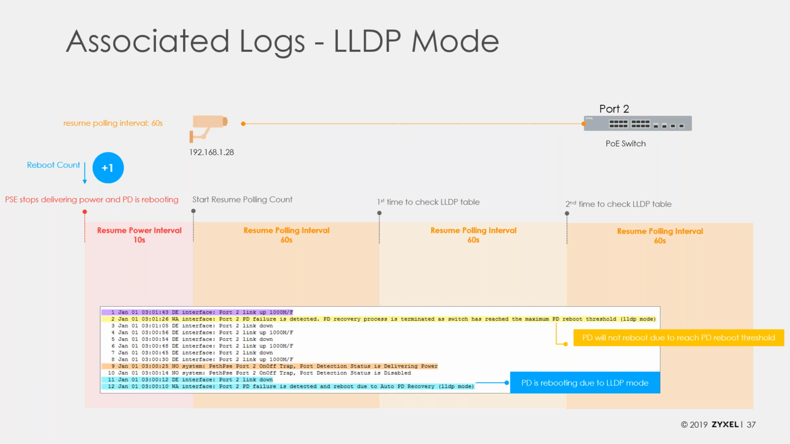So from the logging perspective, we read logs from bottom to up. All the most recent logging information is on the top. So if we go from the bottom up, we see that a failure has been detected in port 2, and we are going into auto recovery mode in LLDP mode. So we drop the port for 10 seconds, and then we start delivering the power again. And then we detect if that device comes back alive or not, which in this log entry it does not.